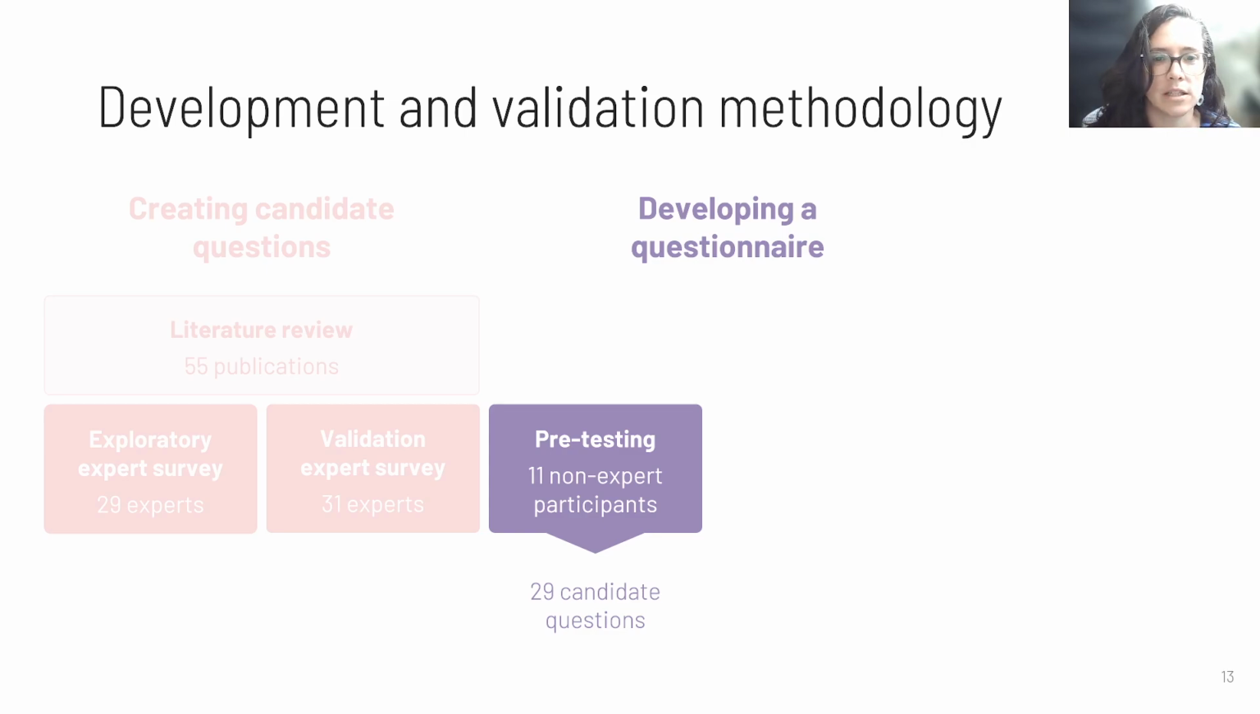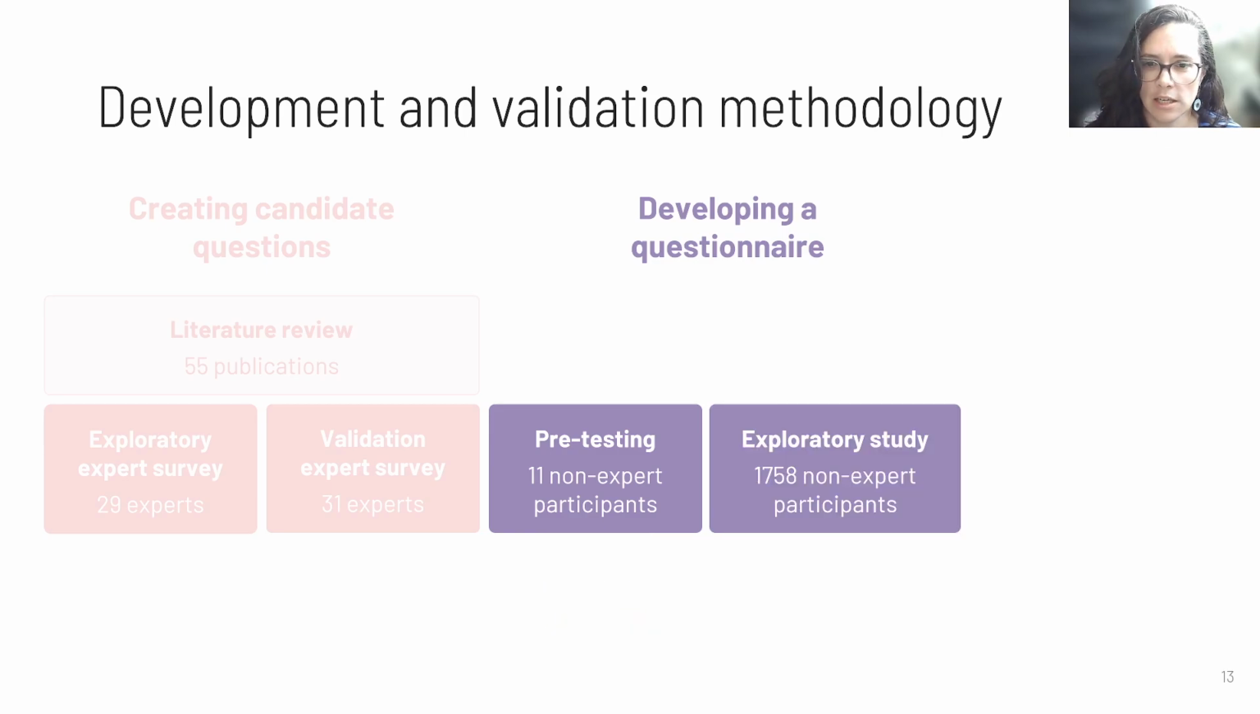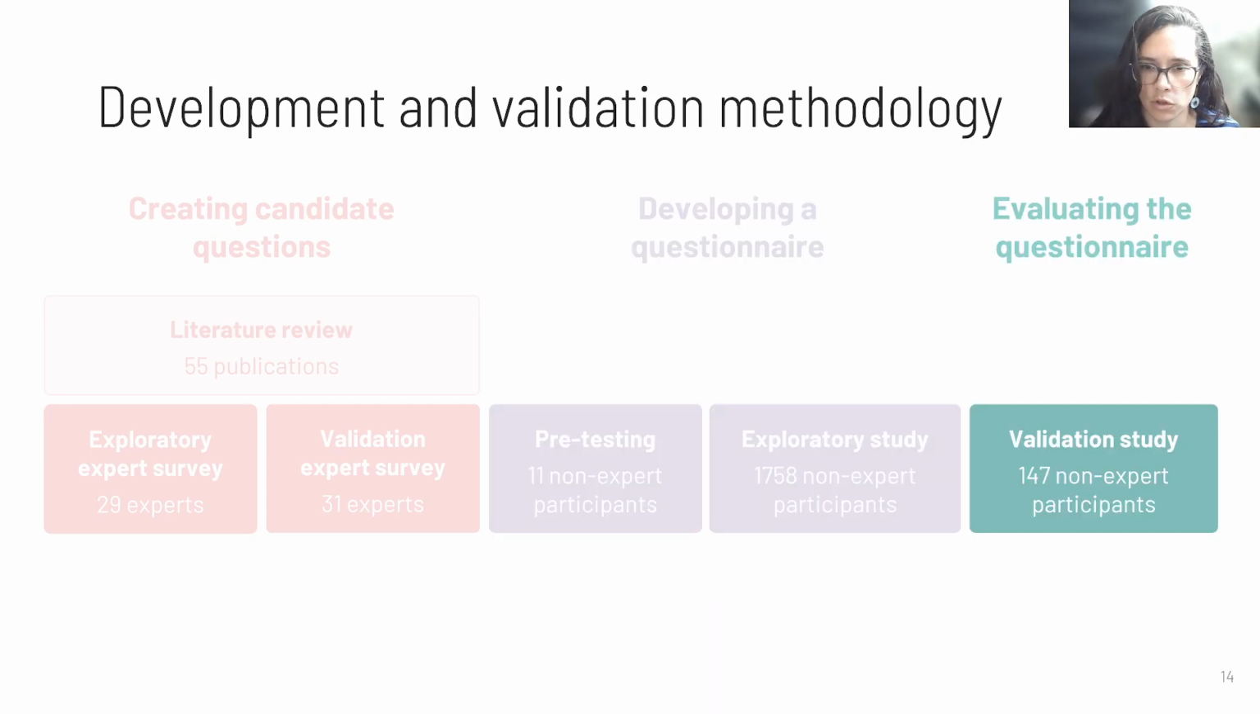After completing this first part of the project, we tested our candidate questions with non-expert participants to improve the quality of the sentences. After that, we ran a large-scale crowdsourced study and conducted an exploratory factor analysis on the collected data. We found 4 factors of perceived readability and reduced the number of questions to 11. Finally, we ran another crowdsourced study as a last step to validate the final questionnaire.